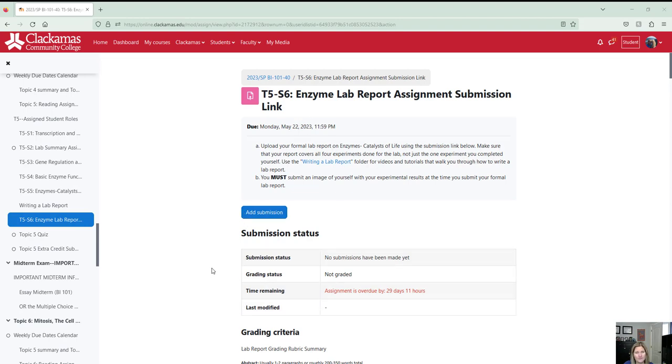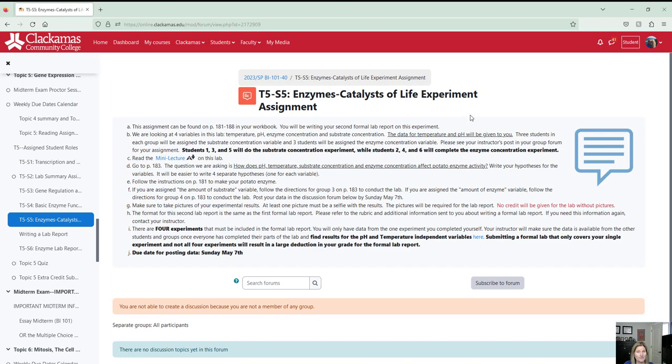Ignore the date there. This particular lab report is on our T5S5 enzyme catalysts of life experiment. This was in your workbook, pages 181 through 188. In this particular lab, you were already divided into an assigned experiment. Even though there were 4 variables, you only completed one of the 4 experiments. Half of you did the substrate concentration experiment and half of you did the enzyme concentration experiment.